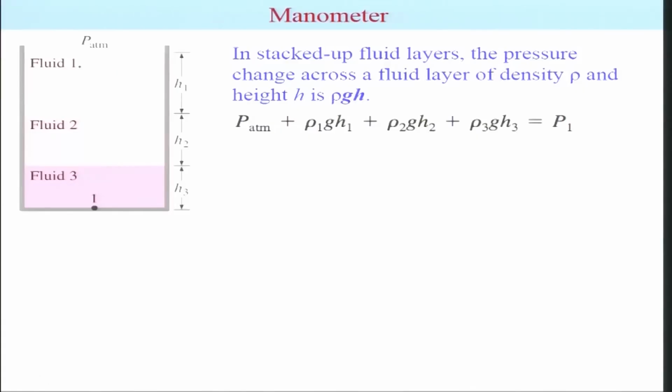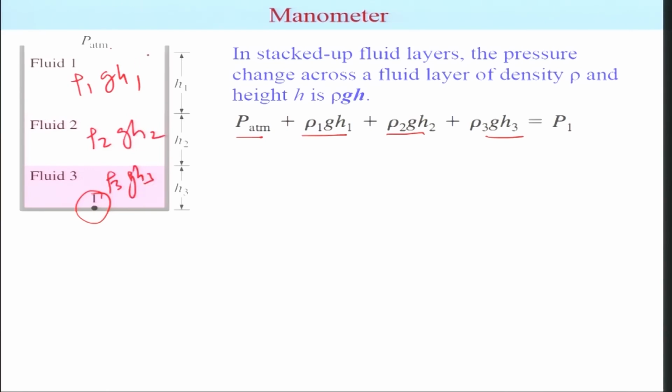Okay, so let's look at it. In this case, you have three fluids, and you want to find out the pressure at the bottom one, that is represented by 1 here. So you take the pressure at the top and add up the different contributions. This comes from rho 1 g h1, this is rho 2 g h2, and this is rho 3 g h3.